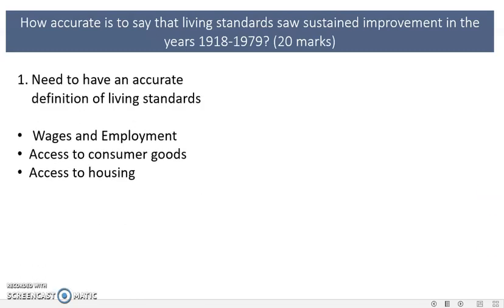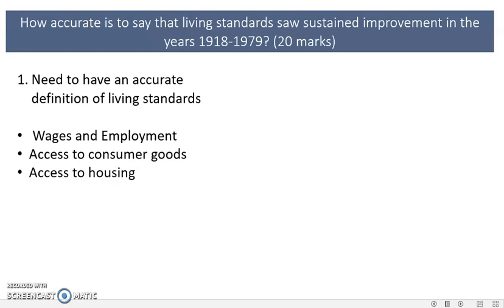And traditionally, you would define living standards in terms of wages and employment, access to consumer goods, and access to good quality housing as well. Because living standards is something quite fundamental. It's not, can you go out to the cinema? Can you get access to a car? It's suggesting something more fundamental than that. There's also a danger with this one to drift into theme 2, which is the development of the welfare state. Healthcare, you could say, is fundamental, but this is how you would normally define living standards. So you need that clear definition to tackle this question.